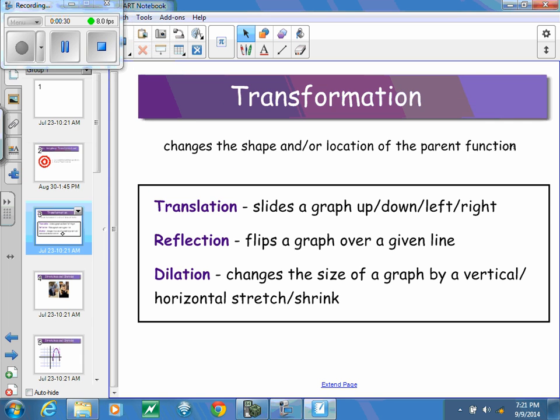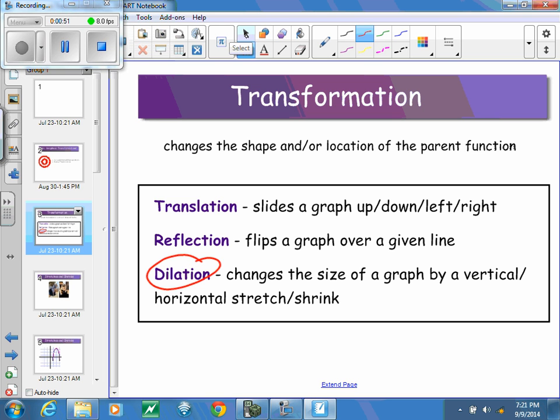So you have seen this slide now 3 times as far as what a transformation is and what the 3 different transformations are. So like I said, today we're going to focus in on a dilation and figuring out how we can change the size of a graph by vertical and horizontal stretches and shrinks.